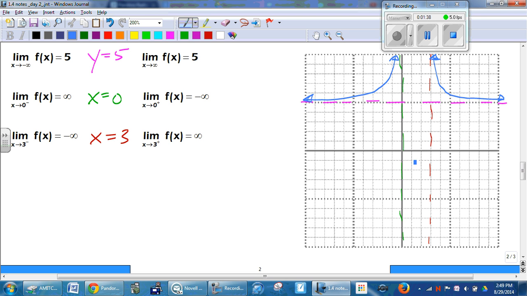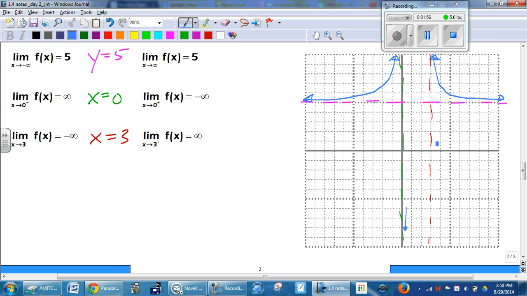And then in between, we need to figure out what's going on in between. We could have something that goes like this. We could have something that looks kind of like an upside down parabola or a regular parabola. So we want to look at each portion. So limit as x approaches 0 from the right is going towards negative infinity. So we know this is going to be going down over here.